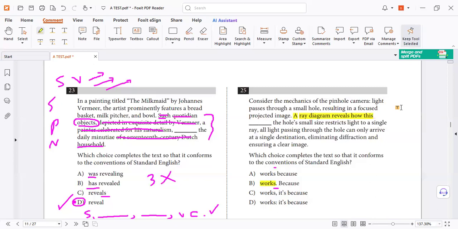Why not? After "because", do you remember? If you want to use "because" at the beginning as a subordinate conjunction, we need two complete clauses joined by a comma. We have them. The small size restricts light, comma, allowing the present participle phrase to thrive. Subject verb. So we have to close it, joined by a comma. So letter B it can be.